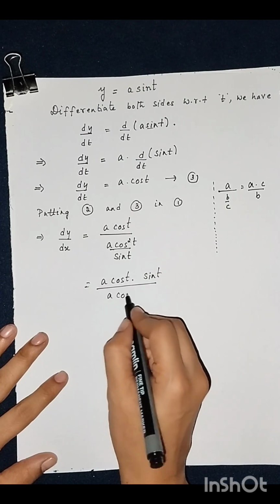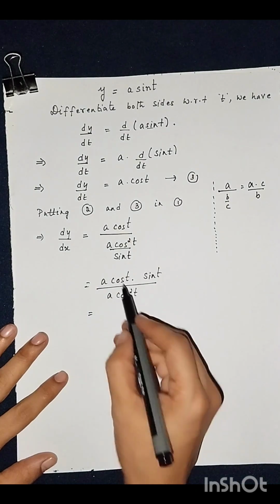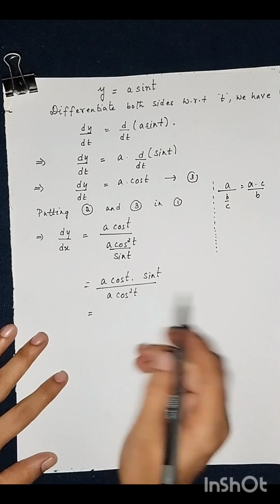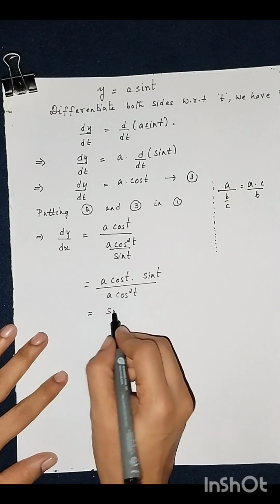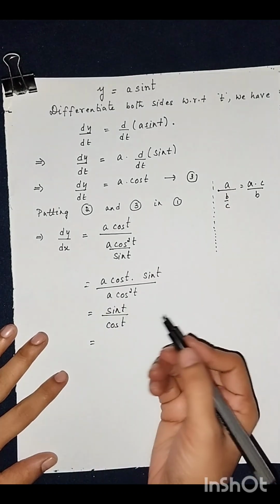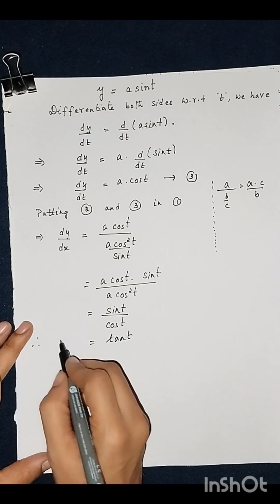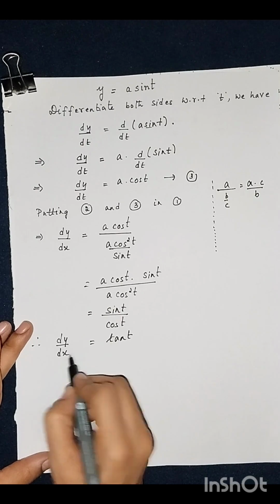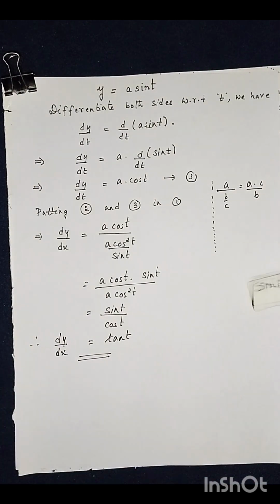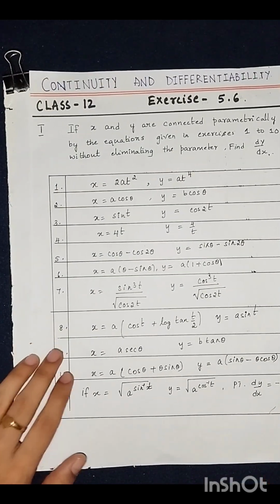So in the place of b, we have a cos square t. A by a will become 1. There is 1 cos t in the numerator and cos t into cos t in the denominator. So 1 will get cancelled. So we will get sin t by cos t. And what is sin t by cos t? It is tan t, right? So therefore the required derivative is tan t. And hence we completed the 8th function.